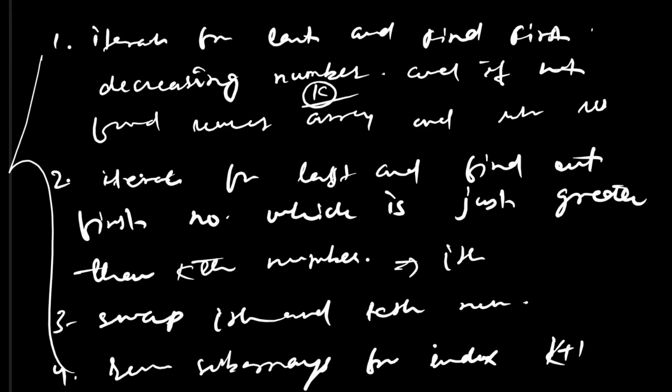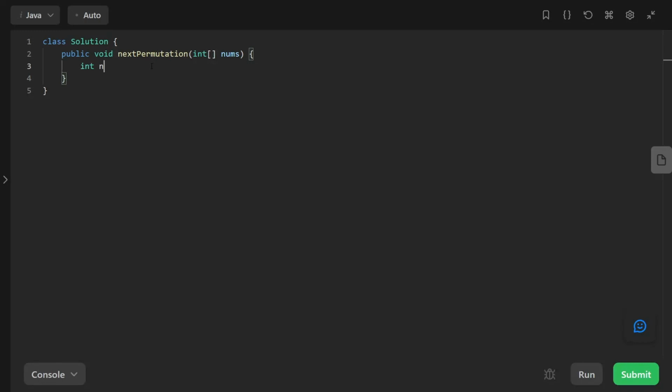Okay, so this is a pseudo code that we have to follow and write the code for. So let's go to the compiler and write the code for the same. First we'll find out the length of the array, that is n equal to nums.length, and we have to iterate from the last index, as we have to compare the current number with the next number. So we have to iterate from k equal to n minus 2.